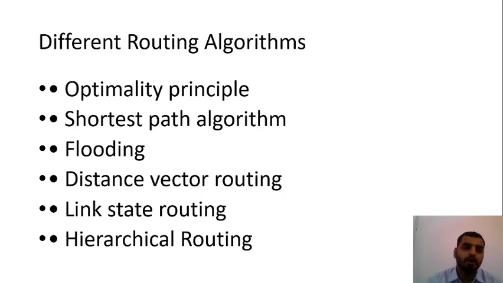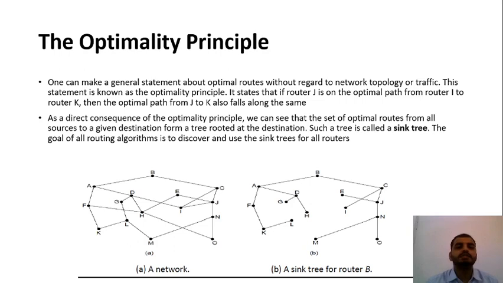In today's session, we are going to learn about the first three routing algorithms: the optimality principle, the shortest path algorithm, and flooding. In the next session, we will learn about distance vector routing and other types of routing algorithms. Now, what is the optimality principle? It says that if moving from one place to another has a shortest distance, then whatever lies in between also has a shortest path. That is what we call the optimality principle.